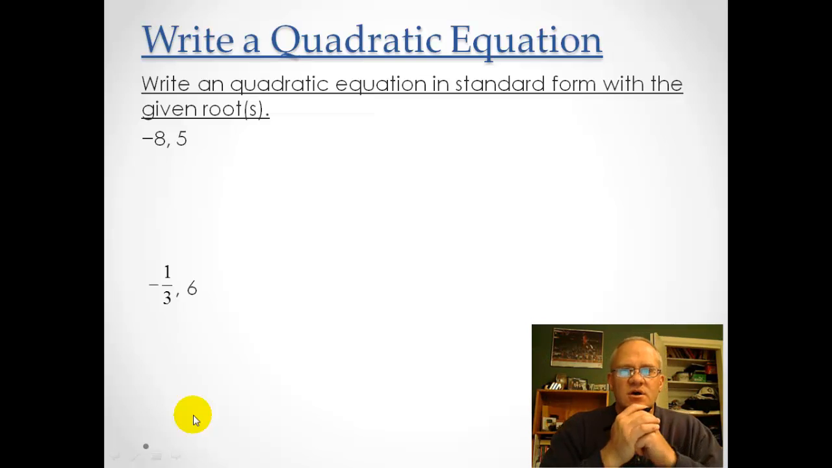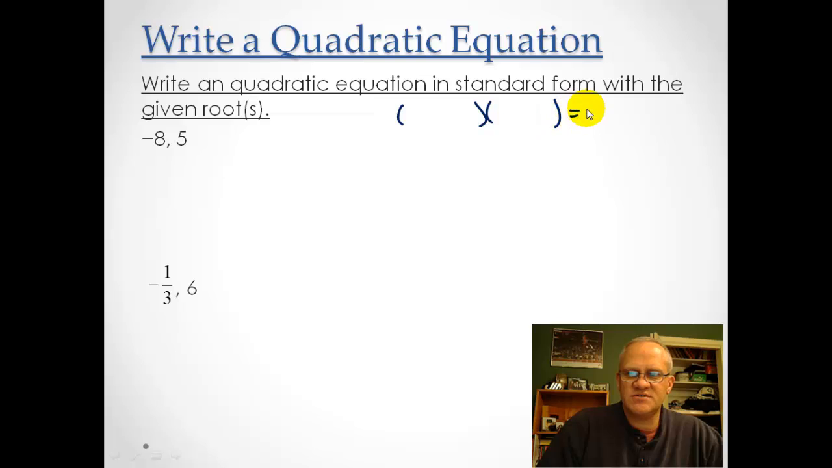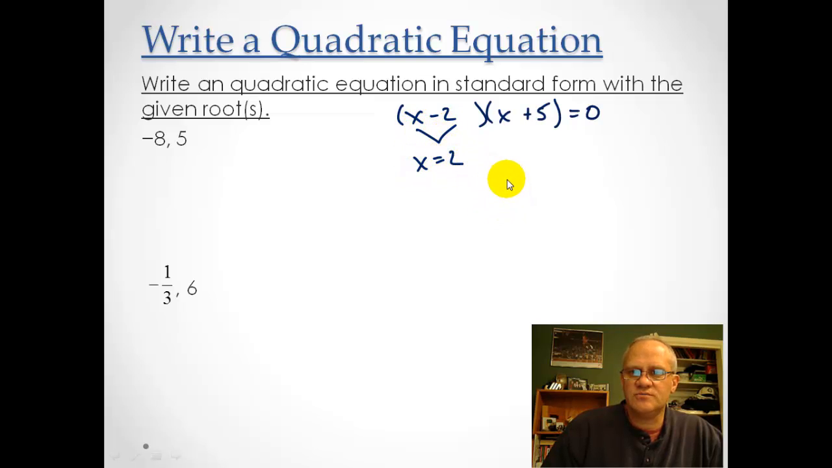Okay, so remember what we've been doing is doing this the other way, and now we're going to go backwards. We always get down to where we'd have two parentheses, a parentheses times a parentheses equals 0, and then we'd figure out what it takes to make each part equal 0. And if you remember, let's say this was x minus 2 times x plus 5 or something like that, what did we do? This part x would equal 2, and this part x would equal negative 5.